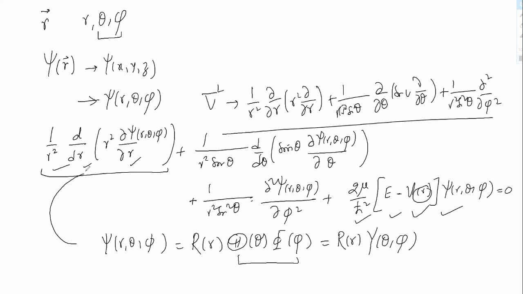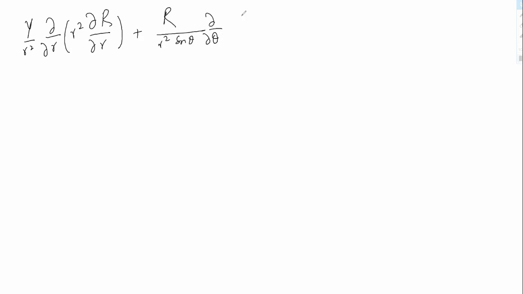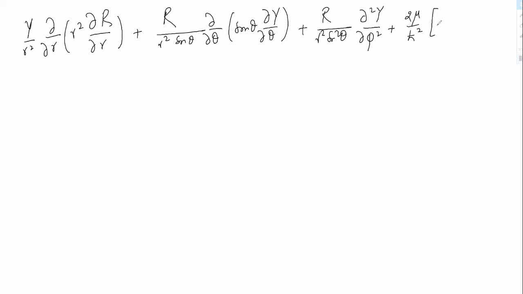Therefore we have the radial part and the angular part, and when we separate them, we go back to this place and use the method of separation of variables, and we rewrite it in terms of the following expression: Y by r square d by dr of r square dR by dr, plus R over r square sine theta d by d theta of sine theta dY by d theta, plus R over r square sine square theta d square Y by d phi square, plus twice mu by h cross square (E minus V(r)) RY. This is equal to 0.